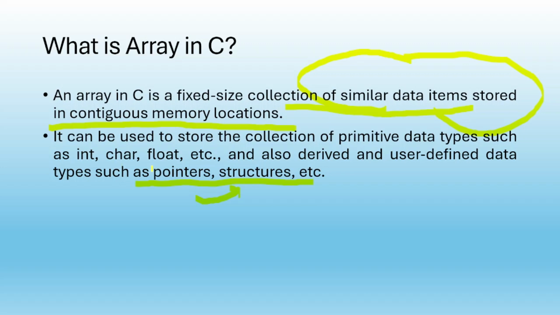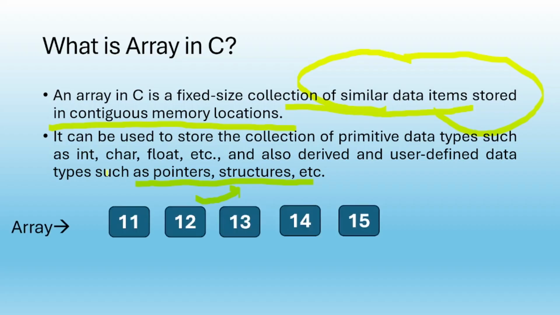That means if I want to have the collection of percentages of all the students in the class under a single variable name, there I can declare, let's say, int or float percentage, and then I can specify some size, how many numbers I can store in that particular array. So what is an array basically? See, this is one example where we have 11, 12, 13, 14, 15 and 0, 1, 2, 3, 4. Now what does this mean?